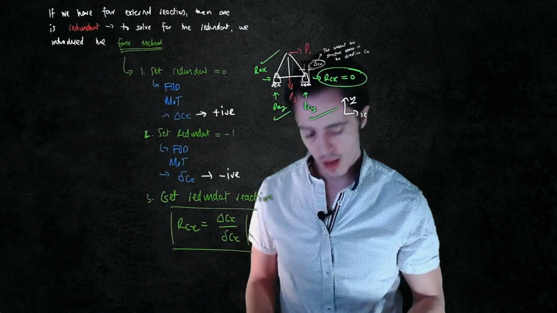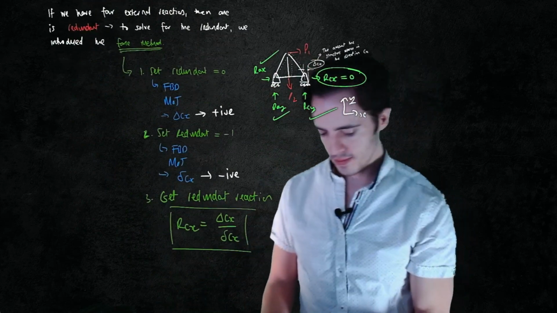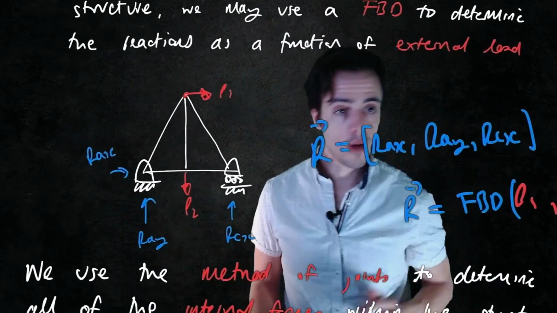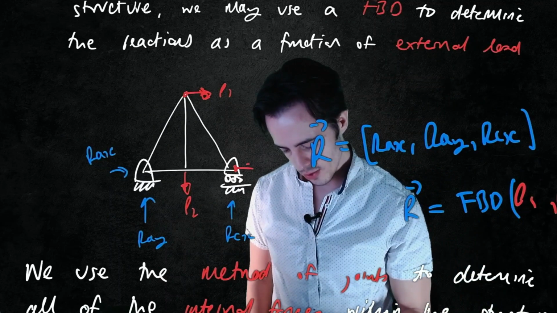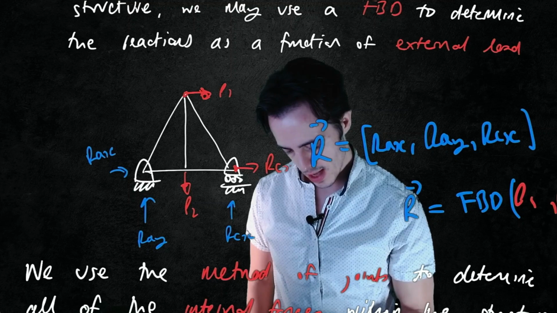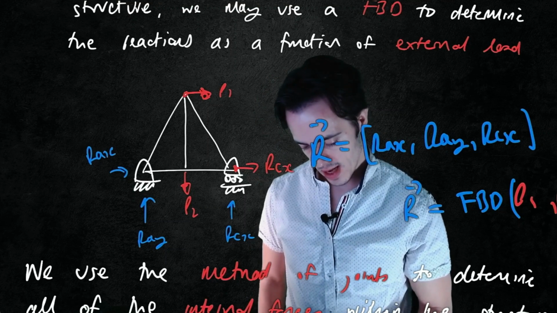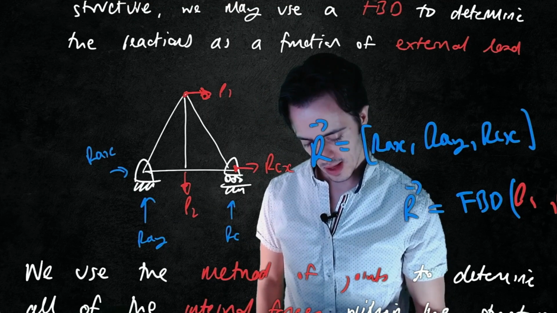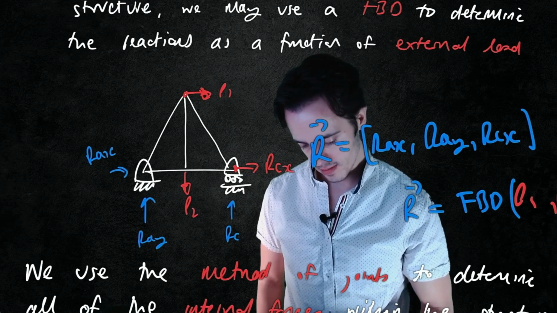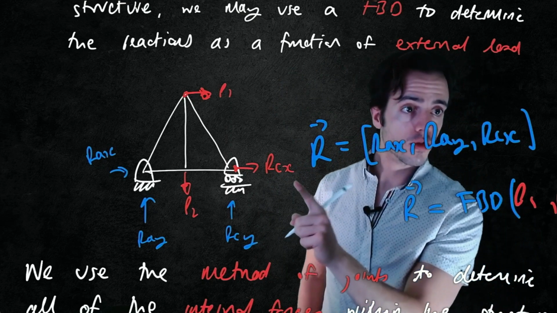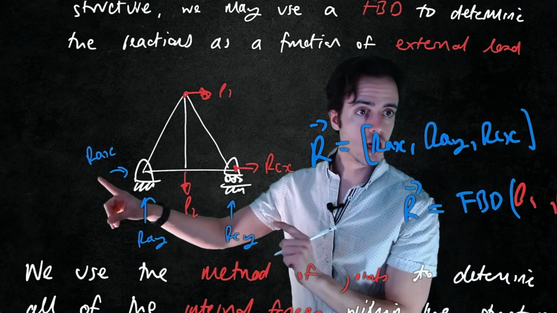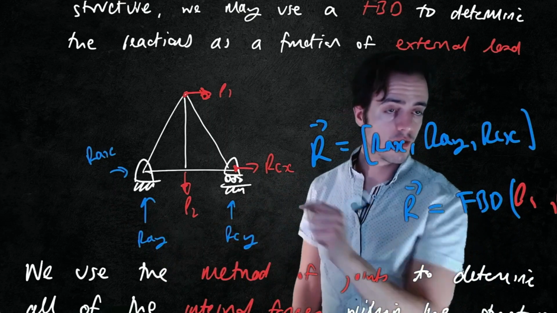So once we've determined this reaction here, we could go back to this original free body diagram and just say, okay, I've also got RCX here, and I'll correct my mistake. I'll say this was RCY because it obviously was in the Y direction. Okay, this then just becomes an applied load on the structure, which means we can determine these three reactions as a function of this one.